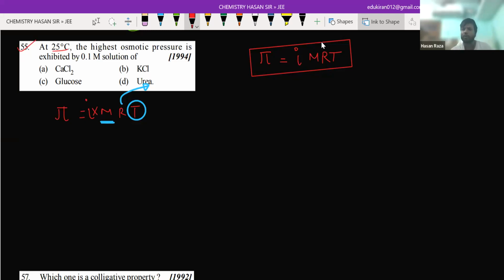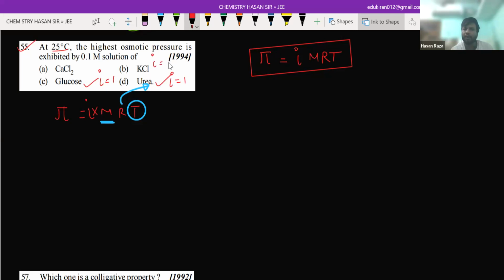How are you going to calculate i? If the compound, solute or solvent, is non-volatile non-electrolyte, meaning one which cannot be converted into ions, like glucose and urea, then i will be one. So for glucose and urea, i is one.